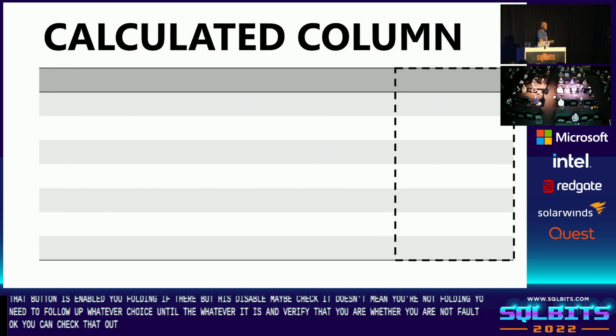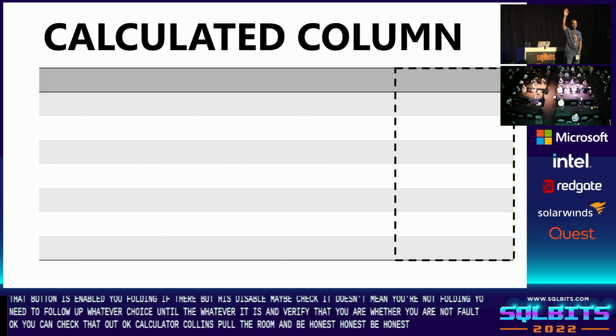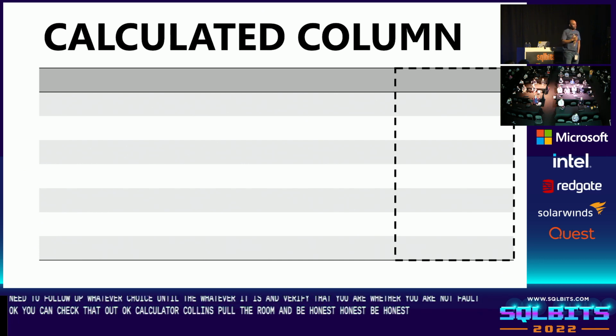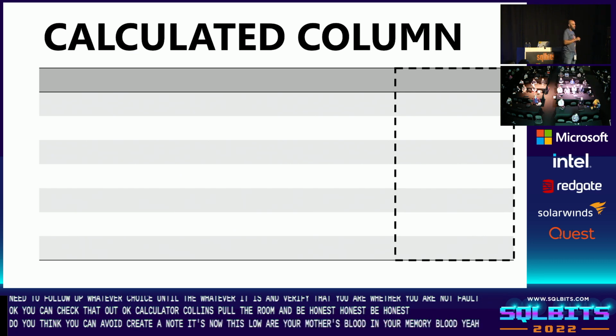Okay, calculated columns. I just want to poll the room and be honest. Be honest. I want you guys to be honest. How many of you guys create calculated columns in your model? Do you think you can avoid creating those? Are your refreshes fast? No, they're slow. Are your models bloated? Is your memory bloated? Yeah, I'm using unnecessary memory.